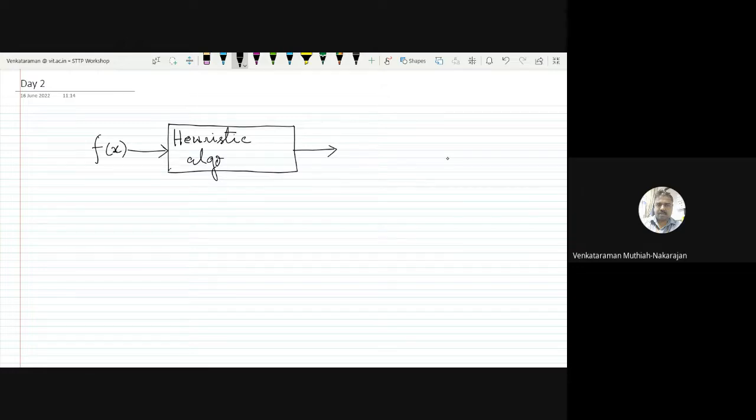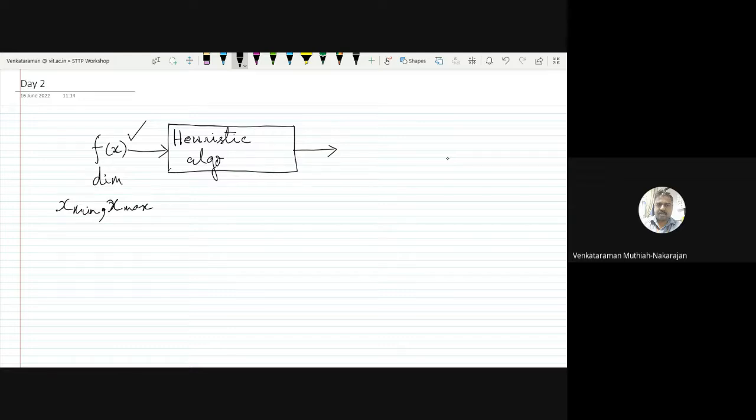And what do you need to pass it? We will now discuss what you need to pass to the heuristic algorithm so as to get an effective output. You definitely need the function f of x, of course. You also need to know its dimensions, and you need to know the limits, x min and x max. These are the primary requirements that you need to operate the heuristic algorithm.